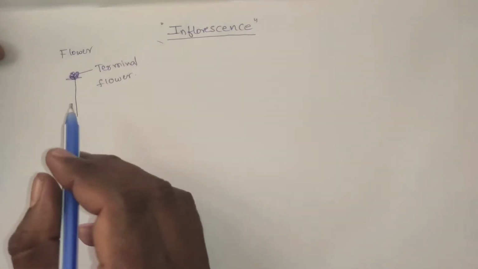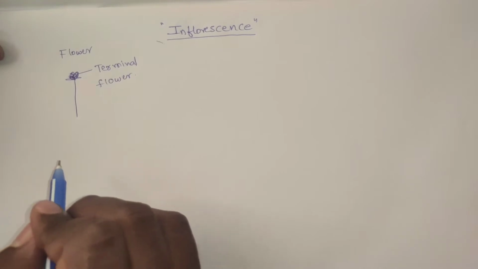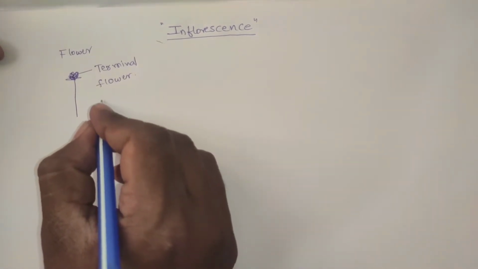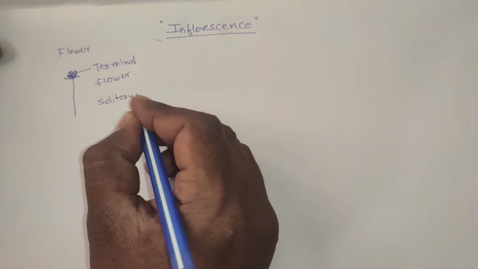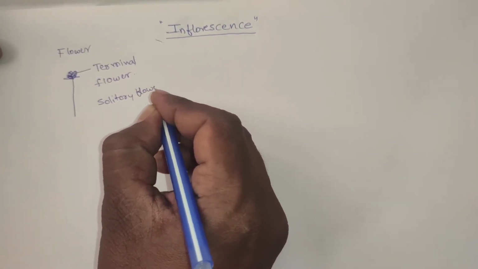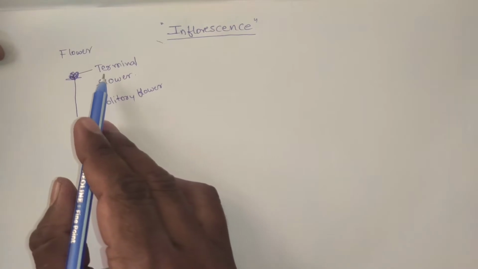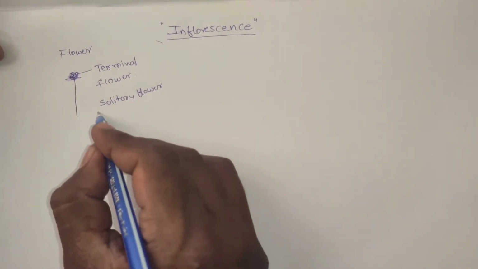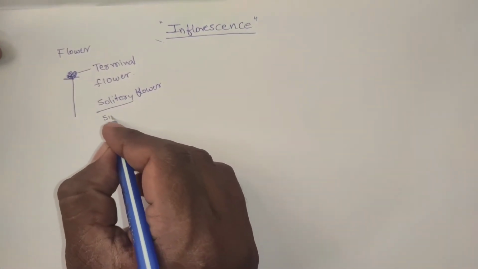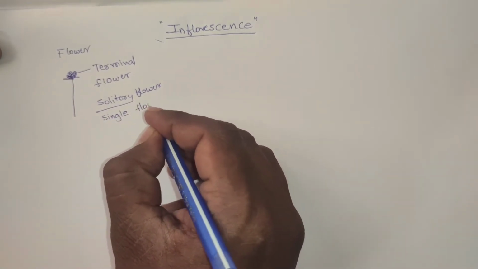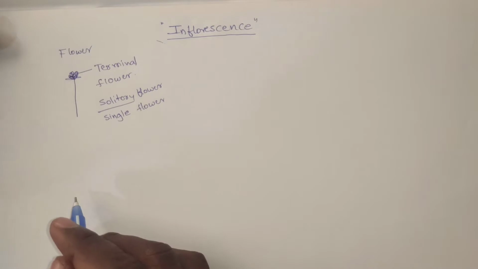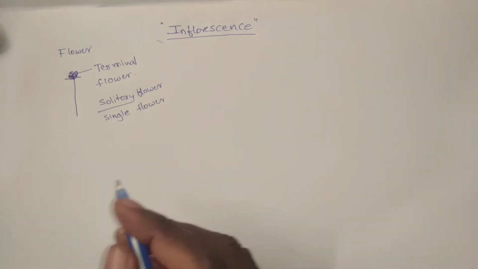And only one flower is present at the tip. That's why it is called a solitary flower. టిప్ యొక్క రీజియన్లో ఒక ఫ్లవర్ మాత్రమే ఉంటుందని సాలిటరీ ఫ్లవర్ ఆర్ సింగిల్ ఫ్లవర్ ఆల్సో. You can call it a single flower or solitary flower.